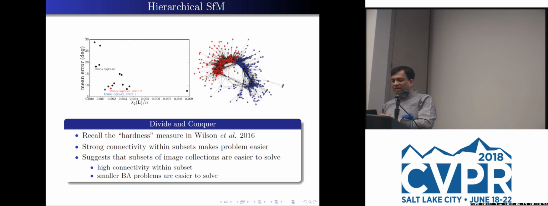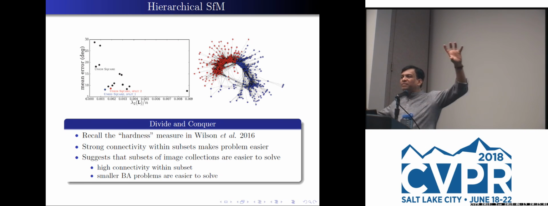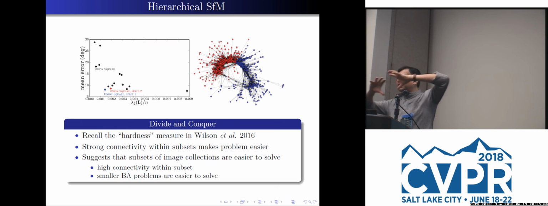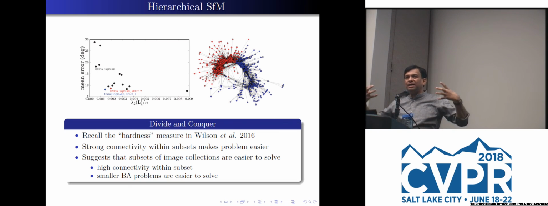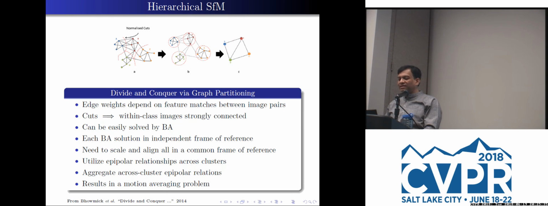So what it suggests is the following: if you take a very large graph, there are going to be subsets which are strongly connected, right? If you take a very large region, you take lots of pictures of this room, you go somewhere else, take lots of pictures of that, and then somehow connect them in between. Well, these two components individually are very strongly connected. They can be solved individually very well. So what we understand from that is simply, if you have higher connectivity within a subset, then you have a smaller bundle adjustment problem that's easier to solve. Okay, and that's the basic idea.